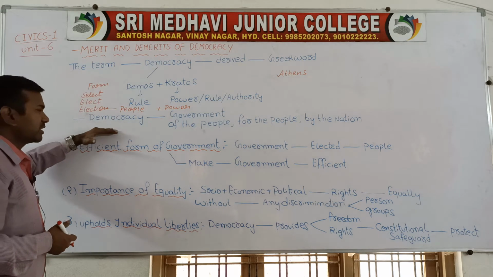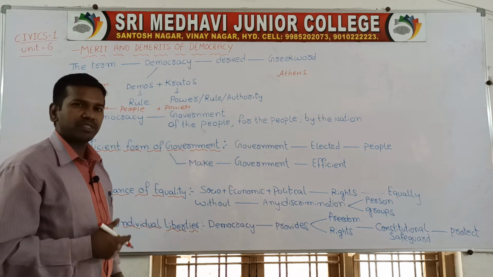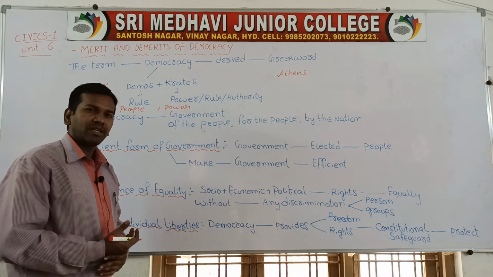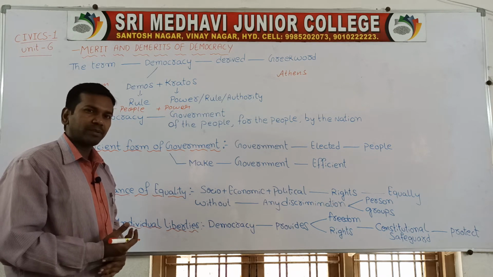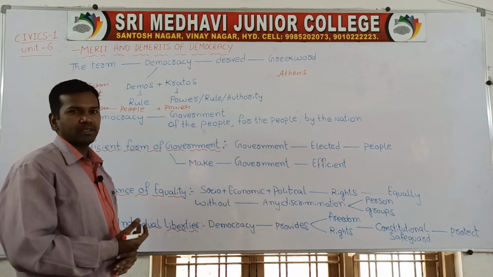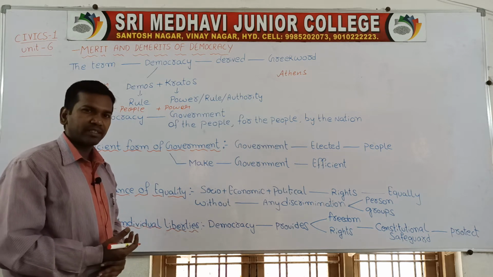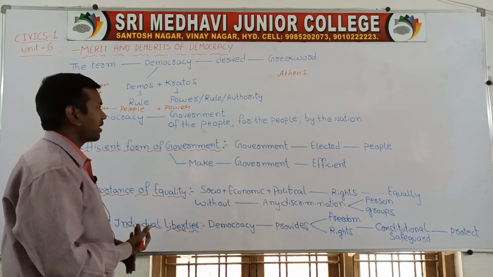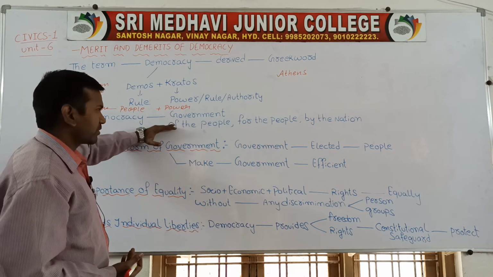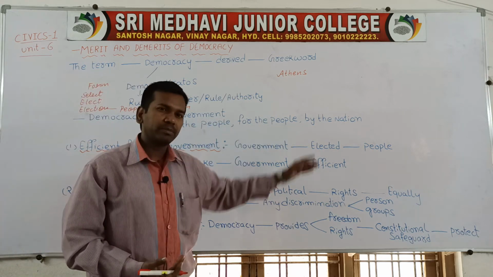So in democracy, Abraham Lincoln, one of the famous presidents of America, during the 1860s, was one of the greatest presidents of America, and during that period he abolished slavery. Abraham Lincoln gave the definition of democracy: the government is of the people, for the people and by the people.